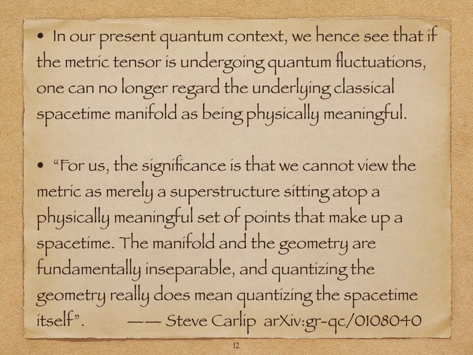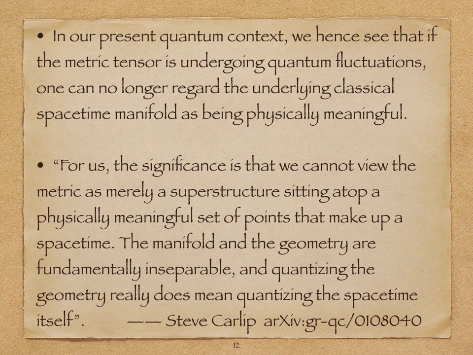In other words, he's saying, if the geometry is undergoing quantum fluctuations, if the metric is undergoing quantum fluctuations, then the underlying space-time manifold also has to be quantized. Namely, it cannot be classical. See, for Carlip, this is an argument for quantum gravity. Namely, if the metric is undergoing quantum fluctuations, you lose the space-time to quantize everything.